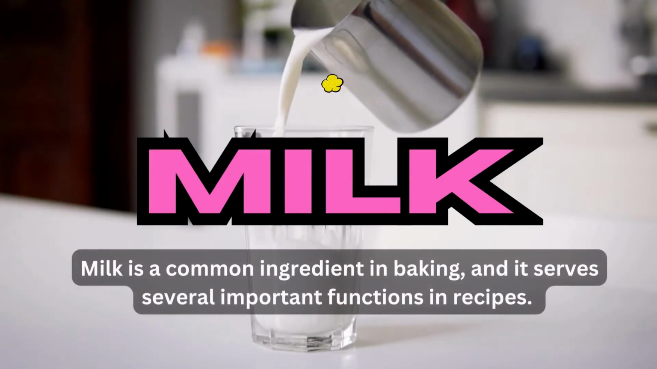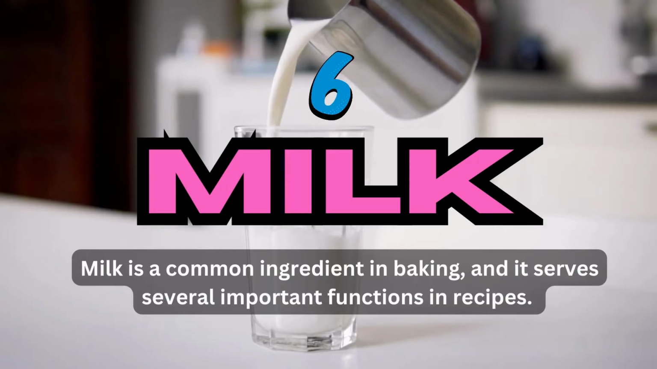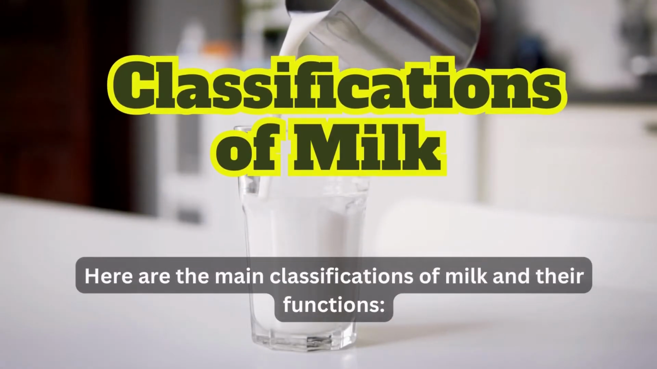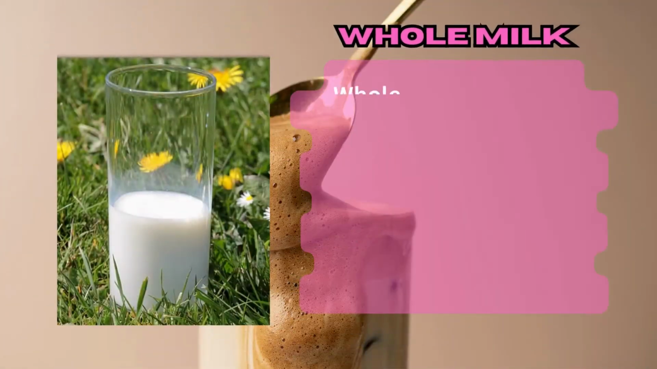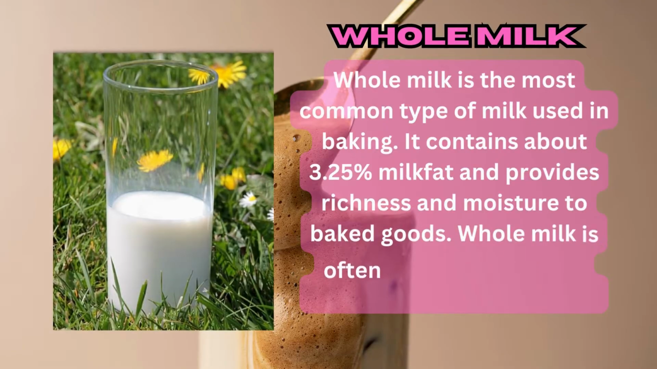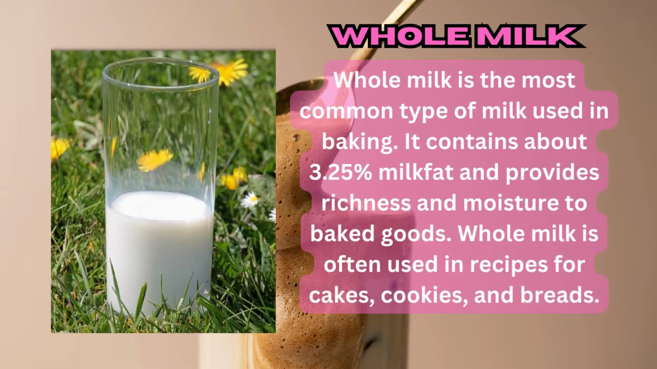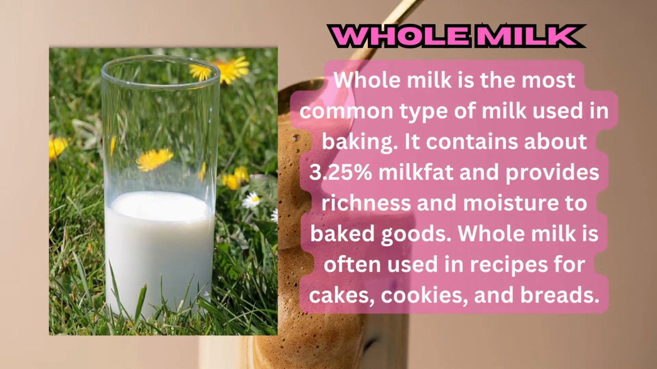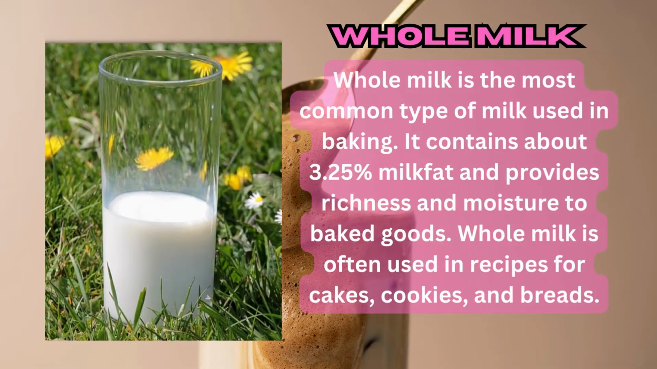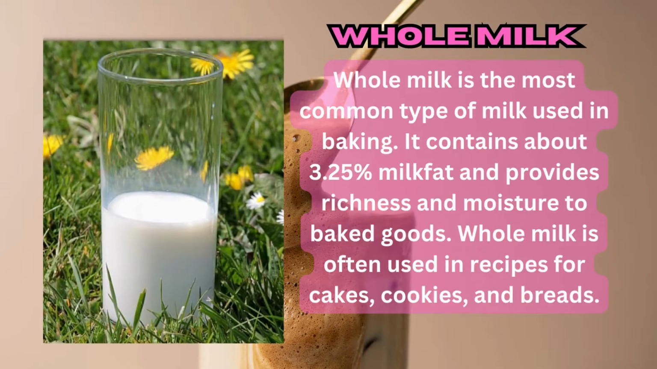Milk is a common ingredient in baking, and it serves several important functions in recipes. Here are the main classifications of milk and their functions. A. Whole milk. Whole milk is the most common type of milk used in baking. It contains about 3.25% milk fat and provides richness and moisture to baked goods. Whole milk is often used in recipes for cakes, cookies, and breads.